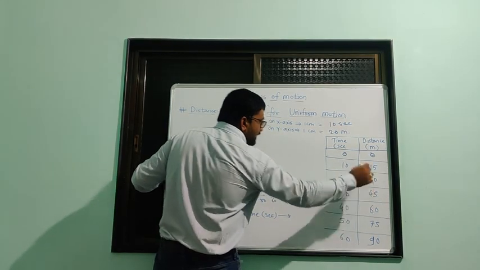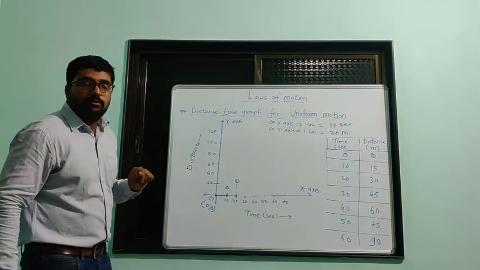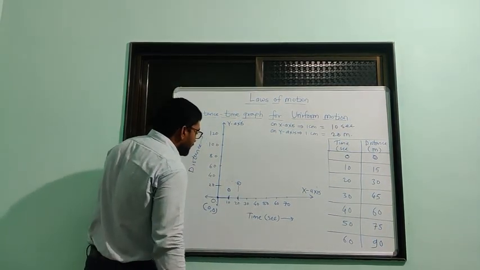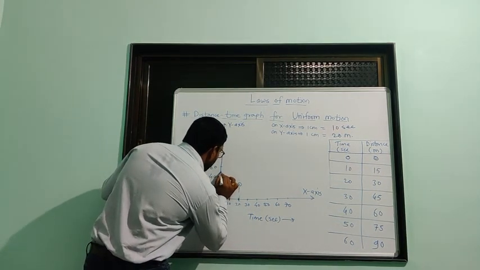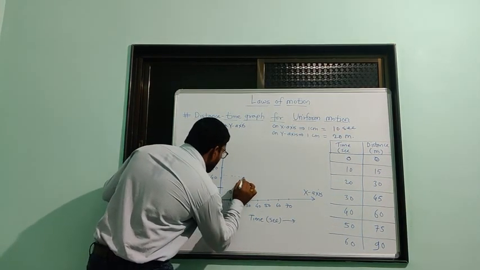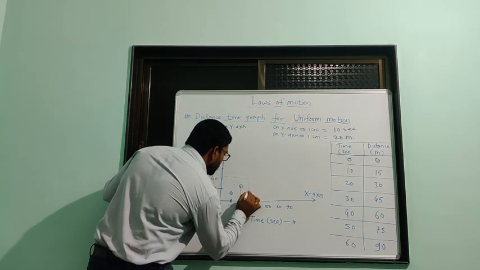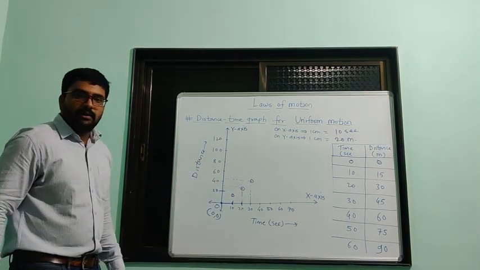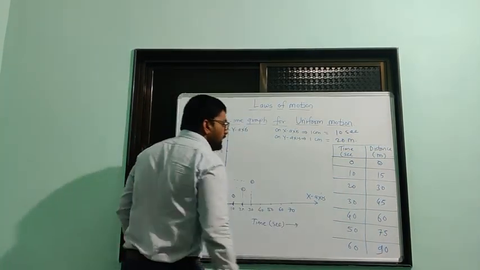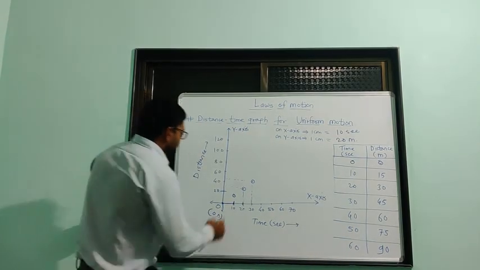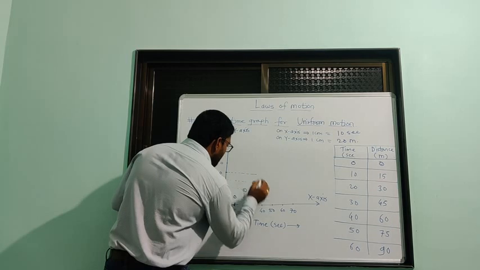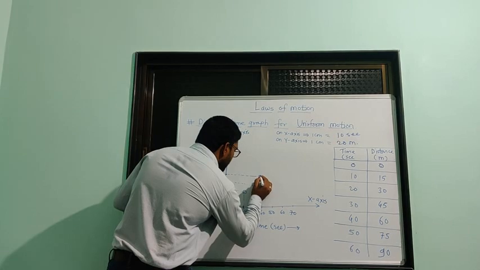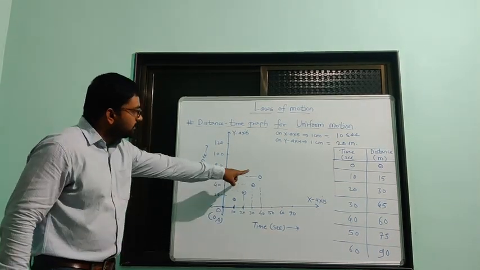Next is what? After 30 seconds, our distance is how much? 45 meters. So after 30 seconds, 45. Here will be 50, so in between 40 and 50, our 45 is somewhere here. So this point should be somewhere here. Then after 40 seconds our distance is how much? 60. Look, 60 is here and 40 is here. So if you draw, we will find this point is somewhere here.